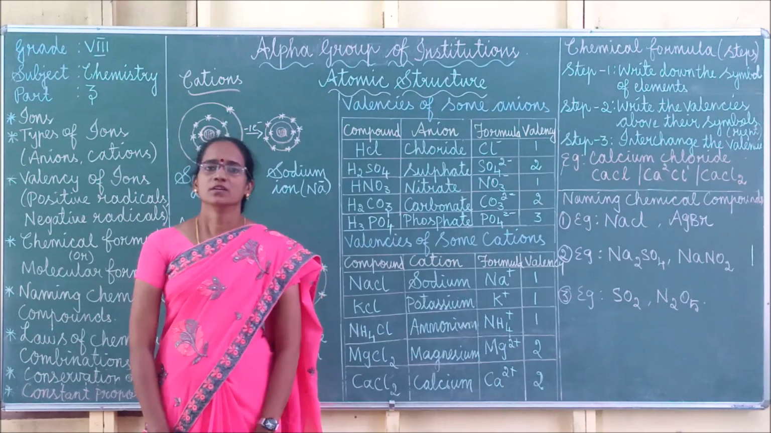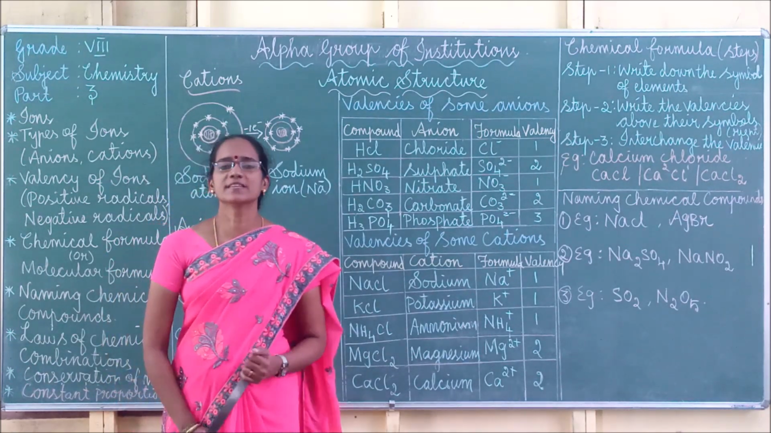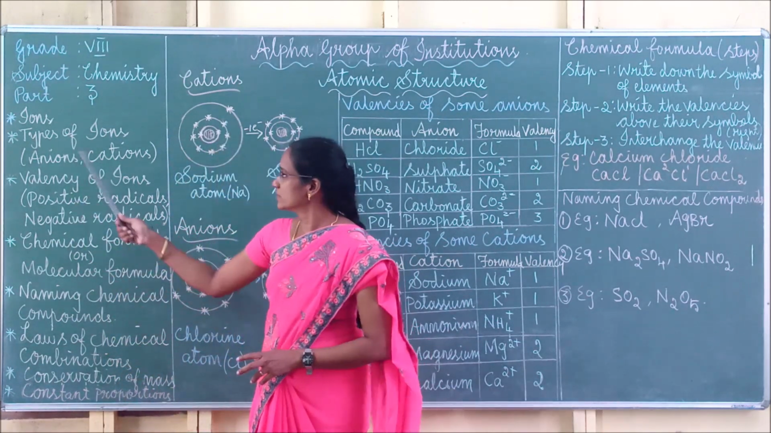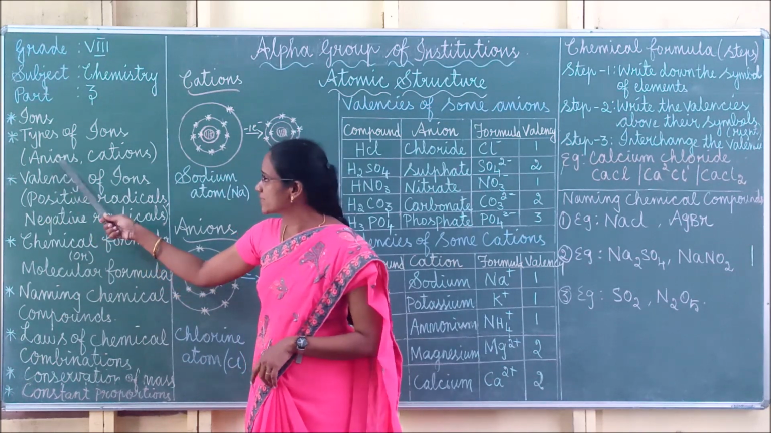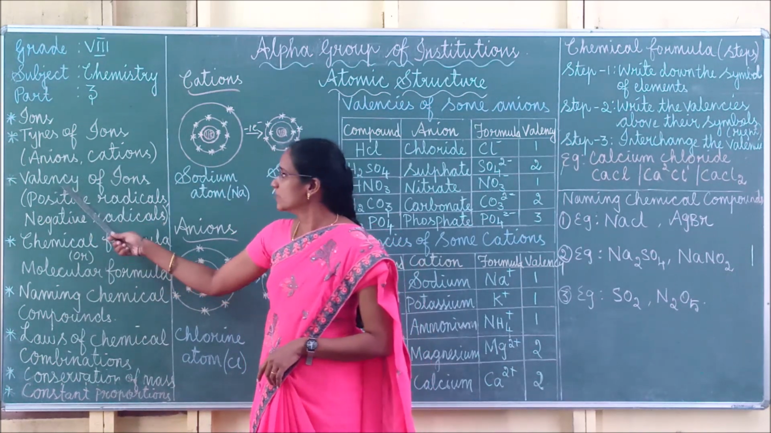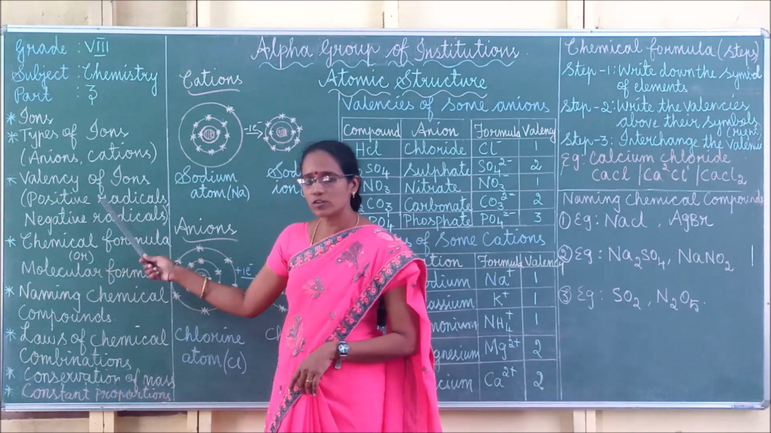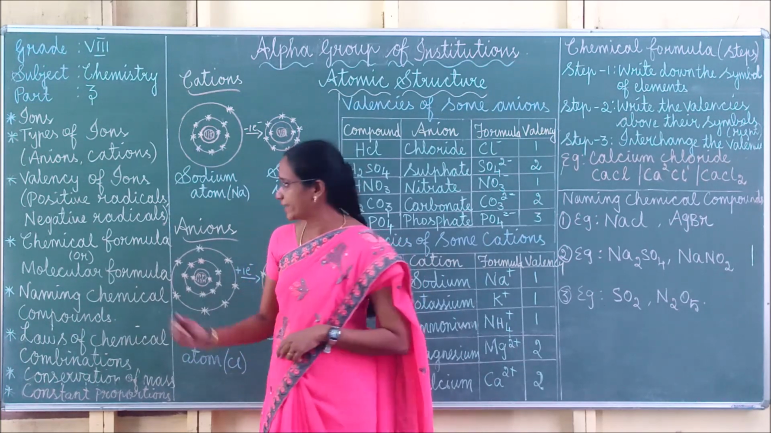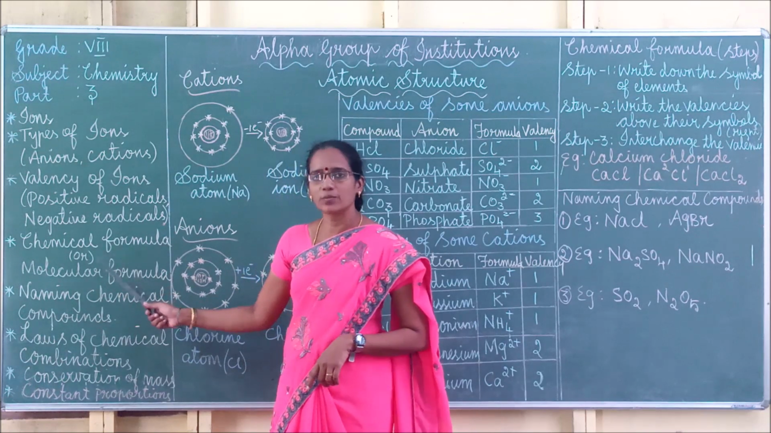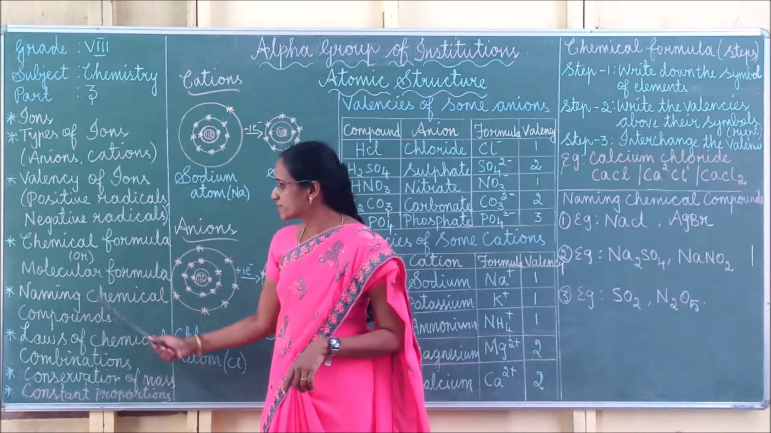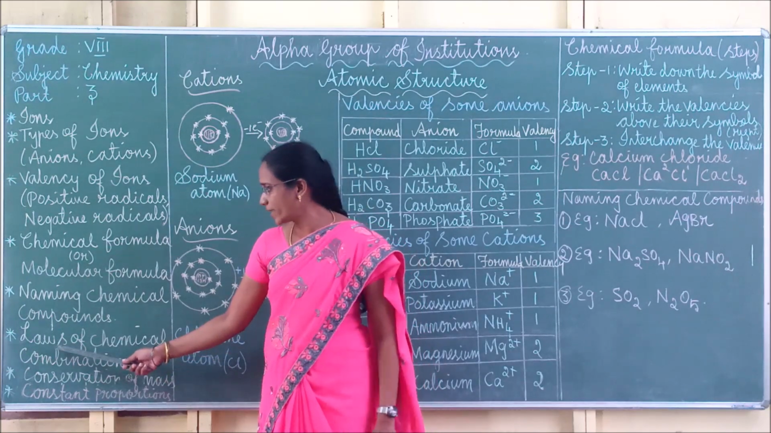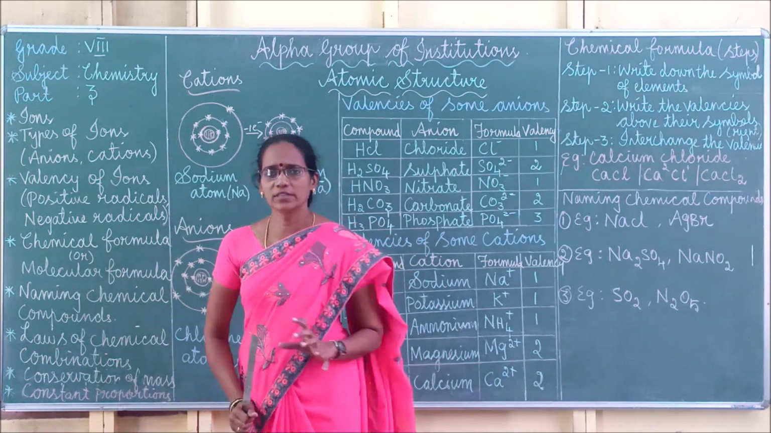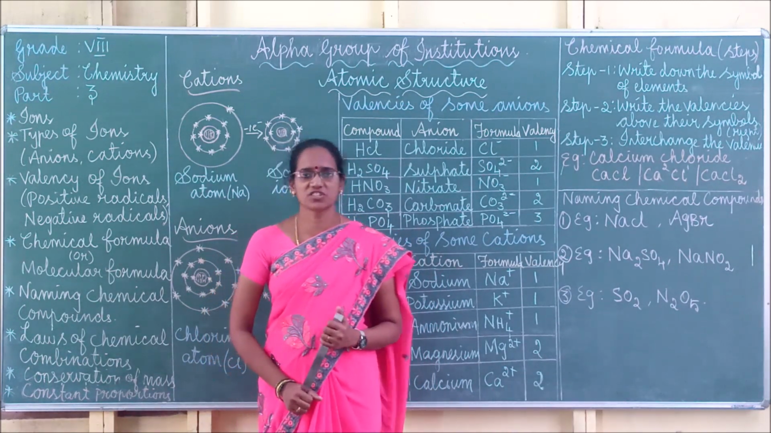Good morning children. In the atomic structure lesson, in this session we are going to discuss ions and the two types of ions, anions and cations, followed by valency of ions. Here also we are going to discuss two: positive radicals and negative radicals. Next, chemical formula or molecular formula. Next is naming chemical compounds, followed by laws of chemical combination. We will discuss two laws. So these things we are going to discuss in this session, children.